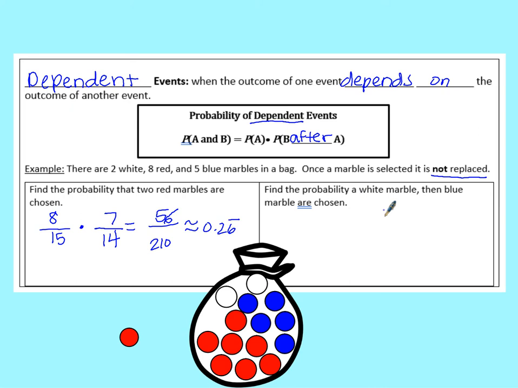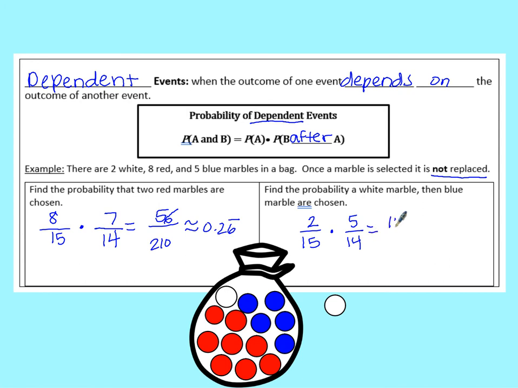In the second one, we have the probability of a white marble and then a blue marble. So again, let's start with our full bag of marbles. We have a white marble first, and there are 2 white marbles out of the total 15. Say we pulled that white marble out, we got what we wanted. Now we want to pull a blue marble. Well, there are still 5 blue marbles left, but there are only 14 marbles total in the bag. So we have 2 out of 15 for our white probability times 5 out of 14 for our blue probability after the white's been chosen.